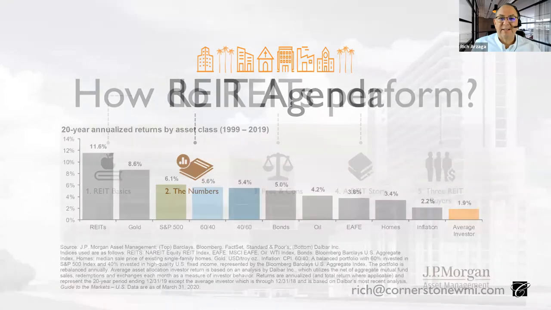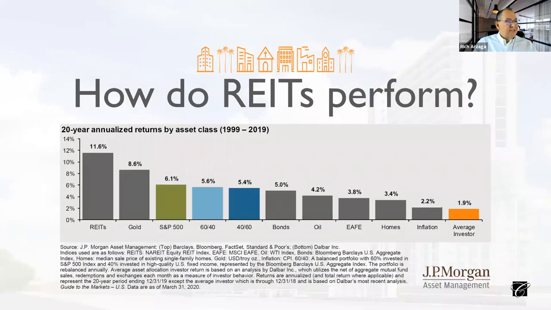Okay, so let's take a look at the numbers. This chart is interesting. This is a chart put together by JP Morgan. What they've done is they sourced the return rates of a variety of different types of investments over a 20-year period. The 20-year period ended in December 2019. So it's fairly recent, not exactly till last year, but fairly recent. But it goes back to '99.